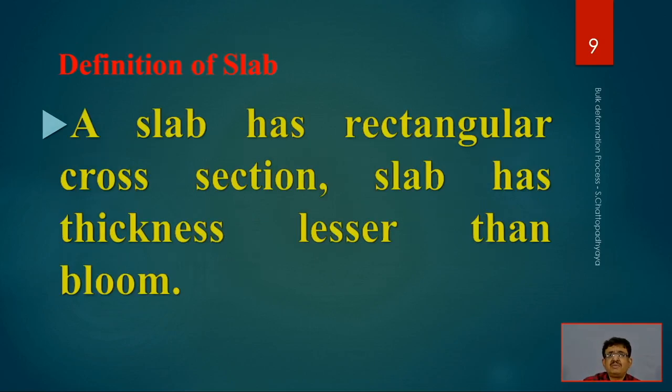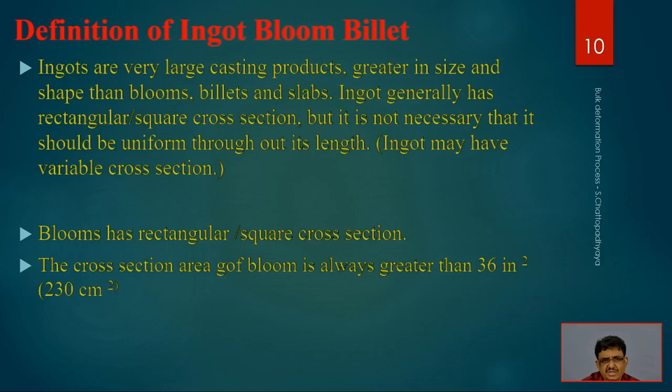So what is a slab? Slab is a rectangular cross section where length and width are there. Length is very big, but the cross section is a rectangle, where the width is more than the thickness. Slab has a thickness lesser than the bloom. That is the definition, and it is strictly defined with some dimension range.